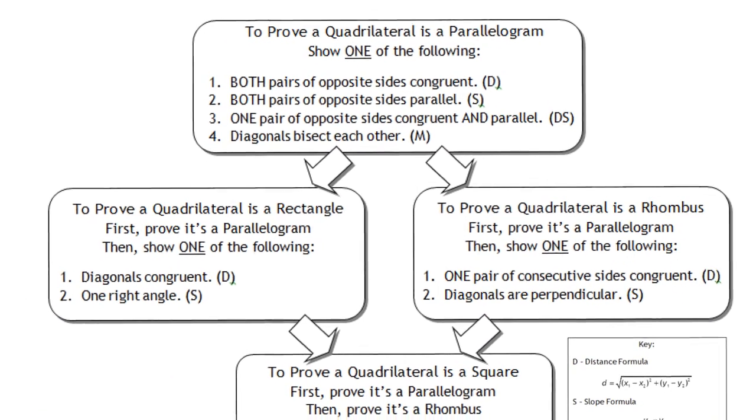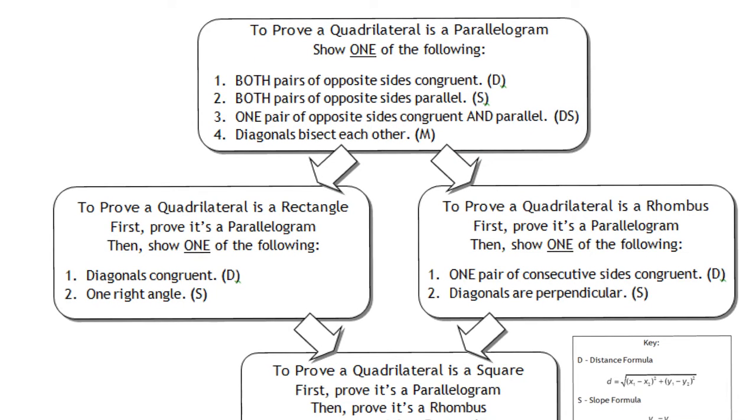Now, this is kind of like a menu, so you're not going to do everything that you see on here. If you wanted to prove that something was a parallelogram, you're only going to do one of these. You're going to show that both pairs of opposite sides are congruent, and then you're going to use the distance formula for that. That's what your key is down here. So you can prove that both pairs of opposite sides are congruent, both pairs of opposite sides are parallel, one pair of opposite sides are congruent and parallel, or that the diagonals bisect each other.